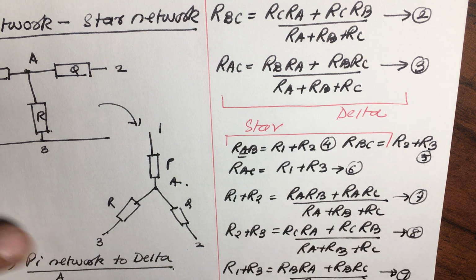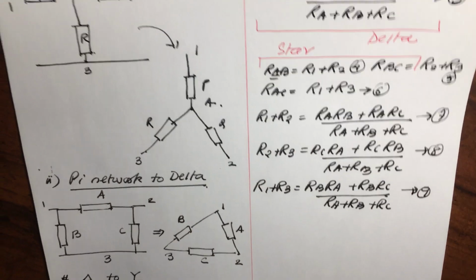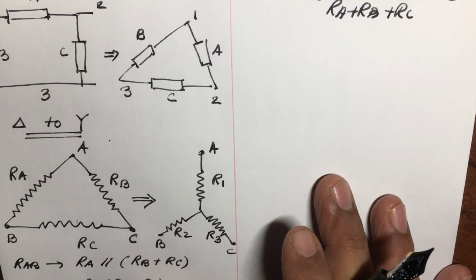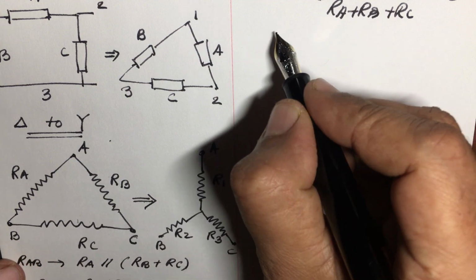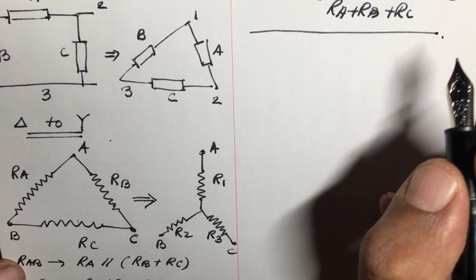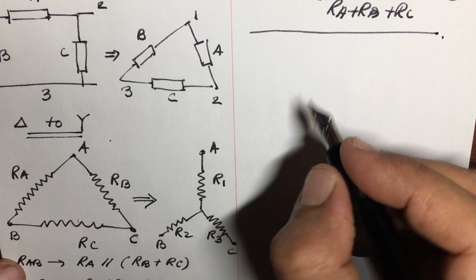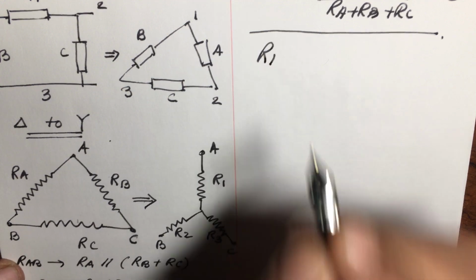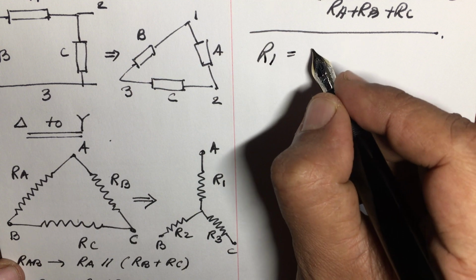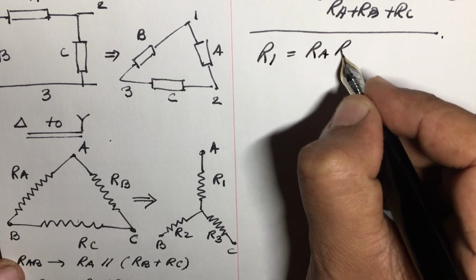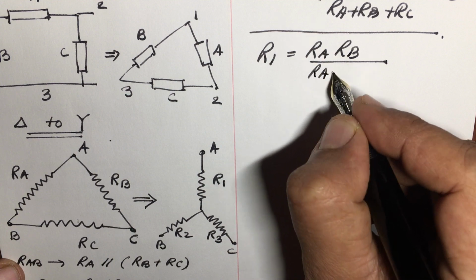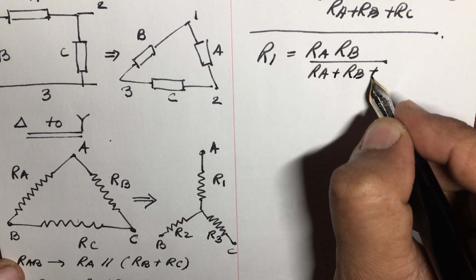Now you have to solve 7, 8 and 9. When you solve 7, 8 and 9, which we will not do, if you want you can do it, we don't need to do that. If you solve 7, 8 and 9, you will get R1 as RA RB upon RA plus RB plus RC.